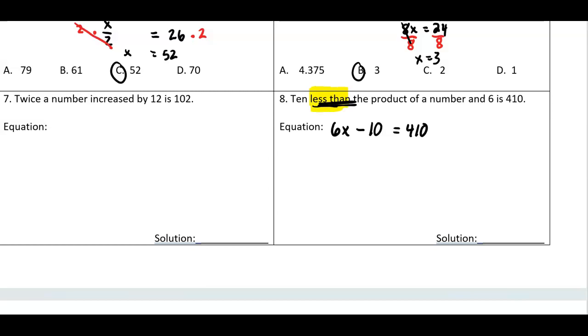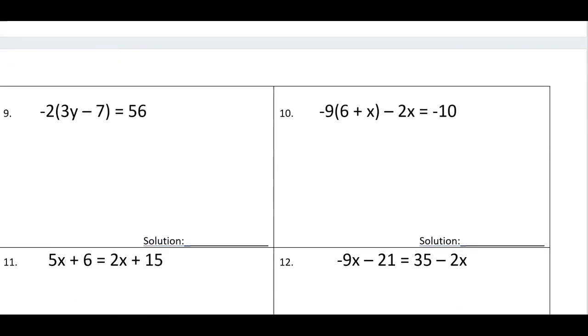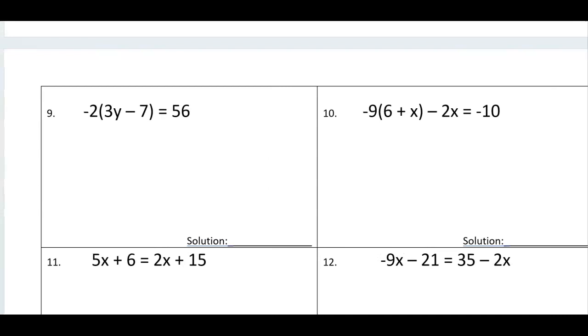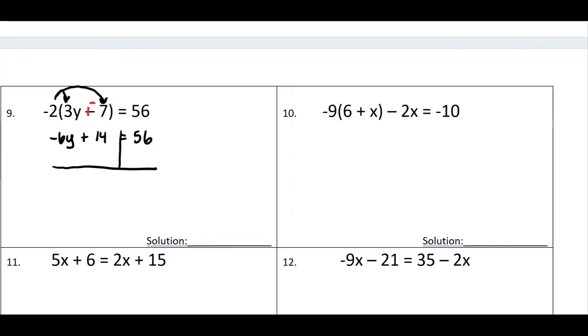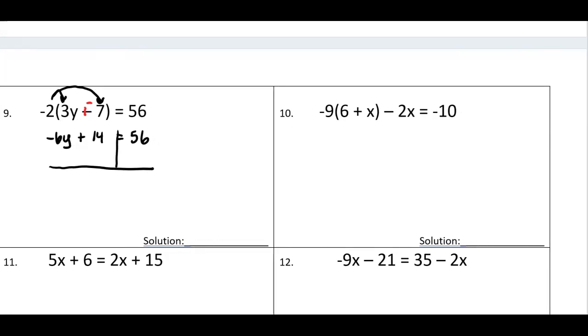Right? Backside, remember we got some distribution here. So we've got negative 2 times 3y is negative 6y. Remember this should be plus and negative. So negative 2 times negative 7 is plus 14 equals 56. Draw your scales, and then you got your friend two-step equation, right? And then we got a problem like number 9 or number 10.